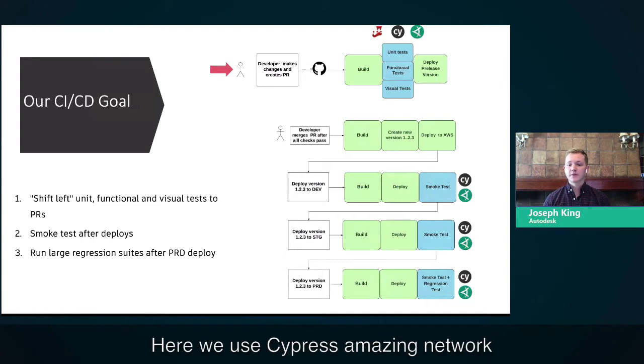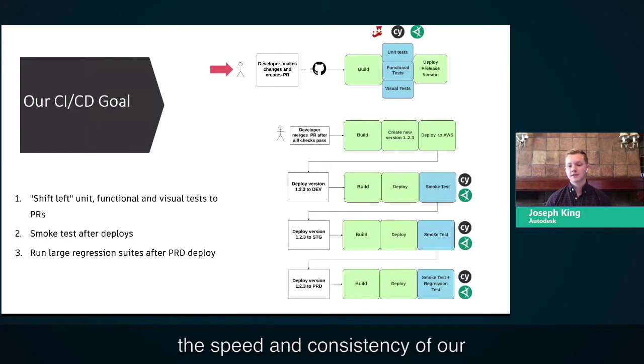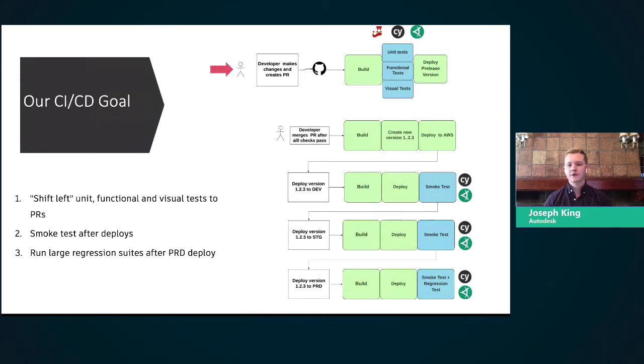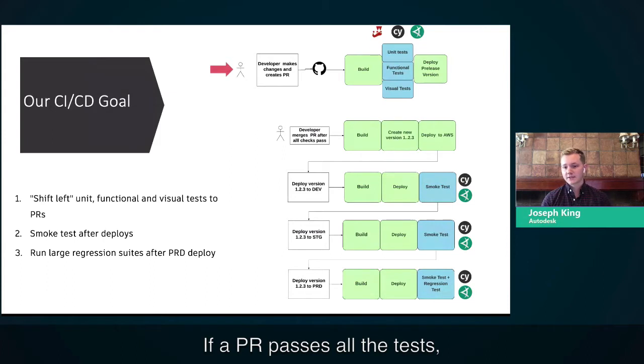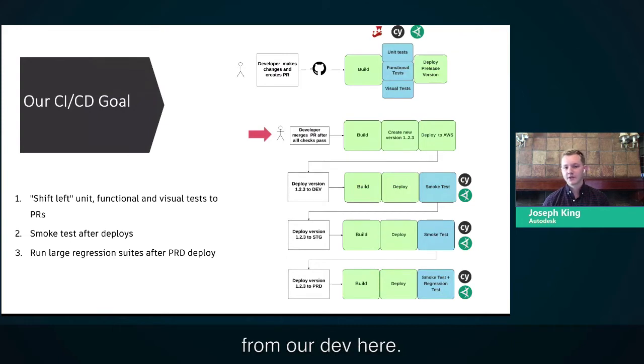Here we use Cypress's amazing network stubbing capabilities to mock data for most API calls to increase the speed and consistency of our tests. If a PR passes all the tests, the developer can go ahead and merge it into master, which will create a new version, 1.2.3 in this example, and begin a chain reaction of deployments starting from our dev tier.